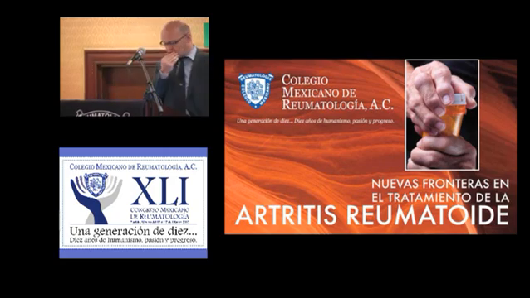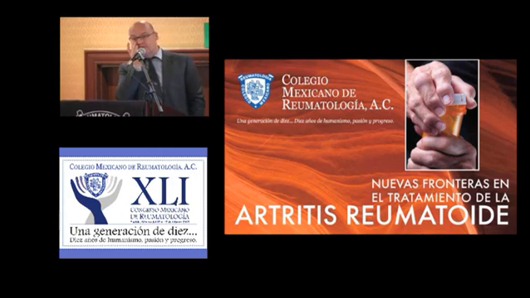And one question from me. How fast are these medications working compared to biologics? You mean tofacitinib? Yes. Relatively fast. The onset of action is after a few weeks already.